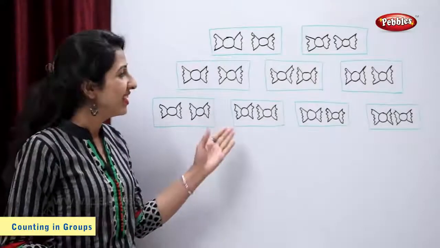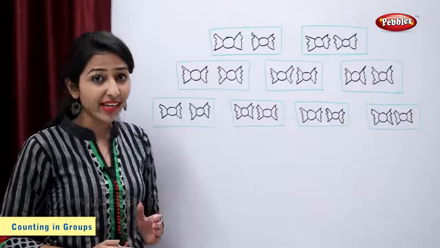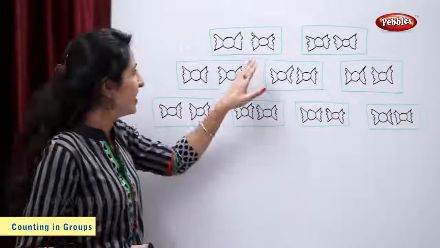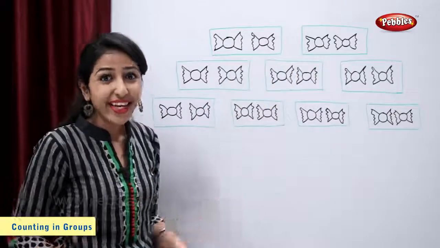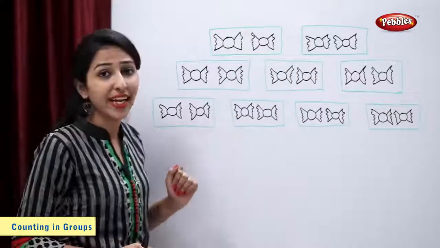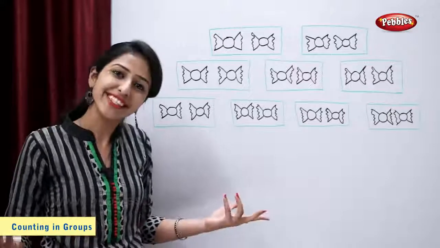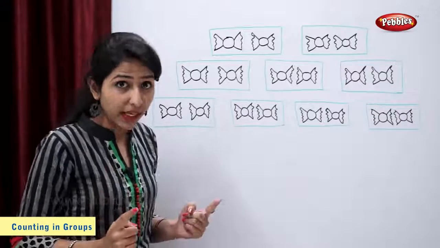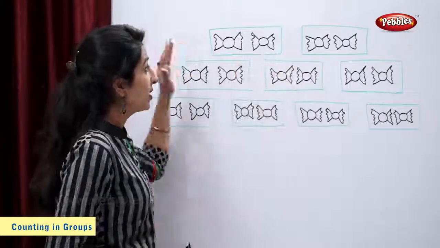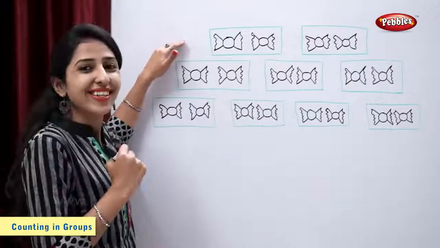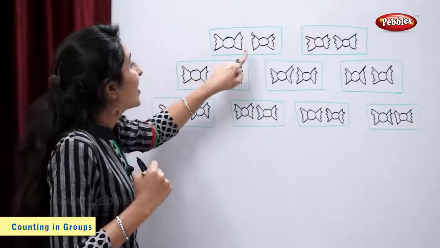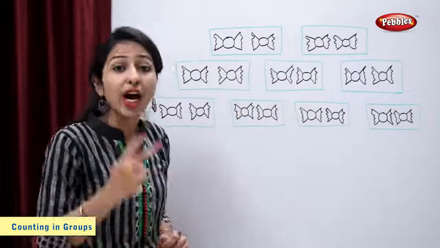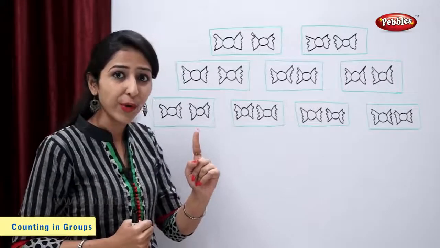Let us solve this example. There are some chocolates on the board. These chocolates are arranged in pairs. Let us count number of pairs and number of chocolates. Students, count and tell me there are how many pairs in the first row? 1 and 2. So there are 2 pairs in the first row.